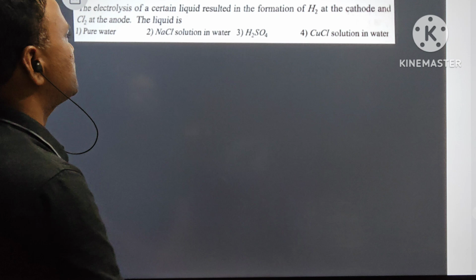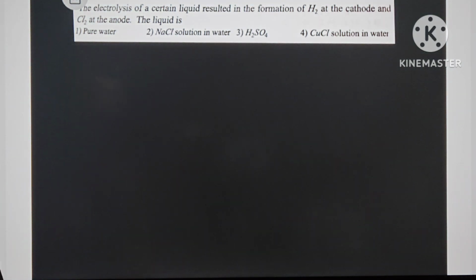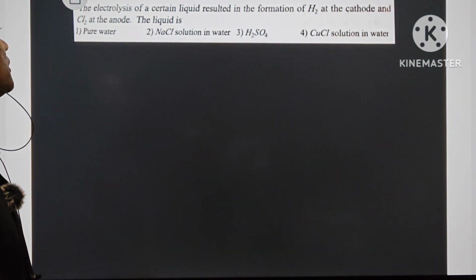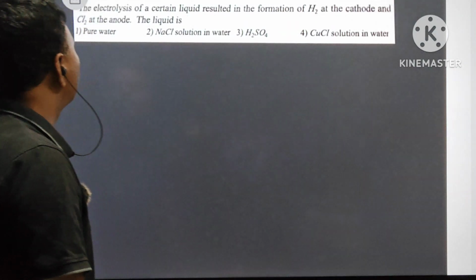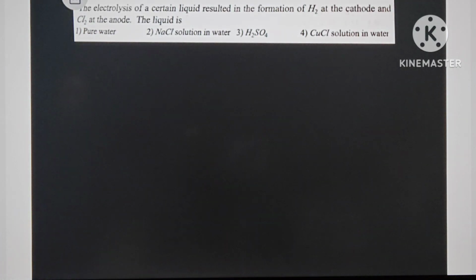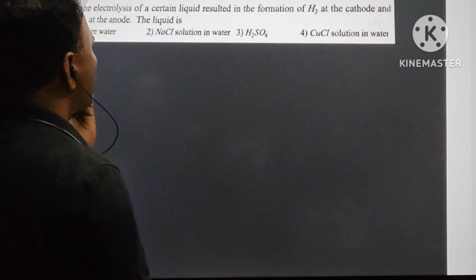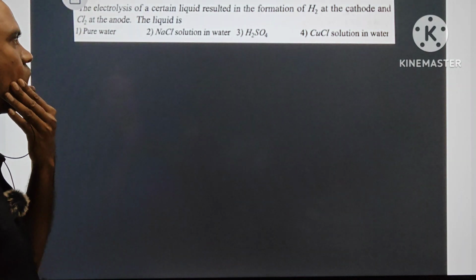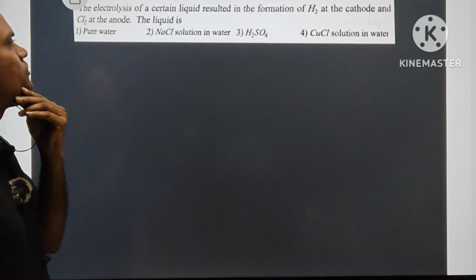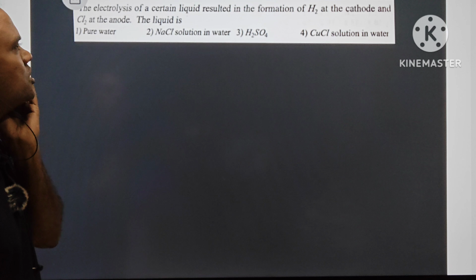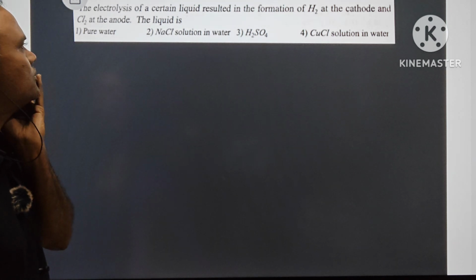Electrolysis of a certain liquid resulted in the formation of H2 at cathode and Cl2 at anode. The liquid is... What is the answer, Sophia? Tejaswini? Which gives H2 at cathode and Cl2 at anode.